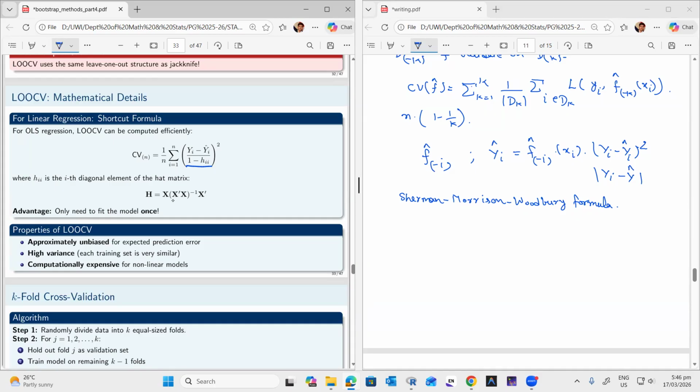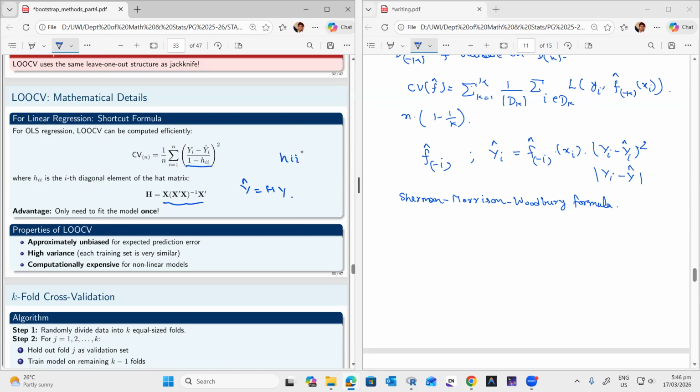All right, so this is your hat matrix: H equals X (X dash X) inverse X dash. The matrix H maps the observed response vector y to the fitted values y cap equals H y.